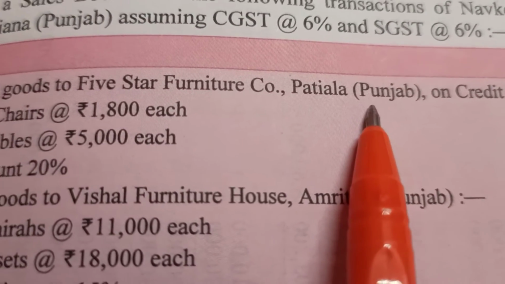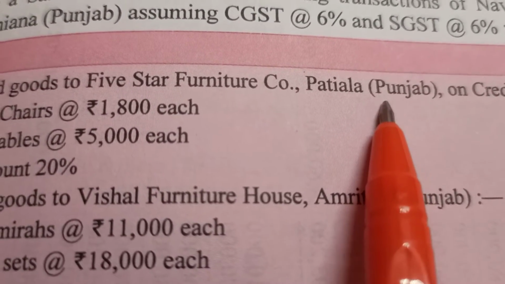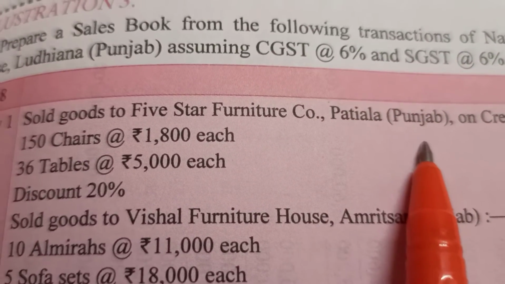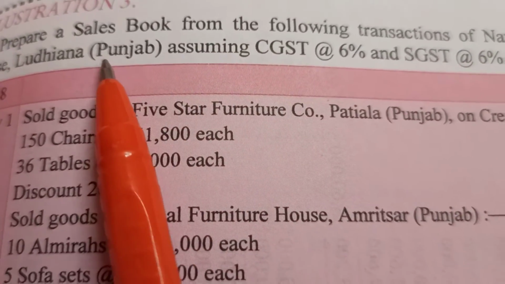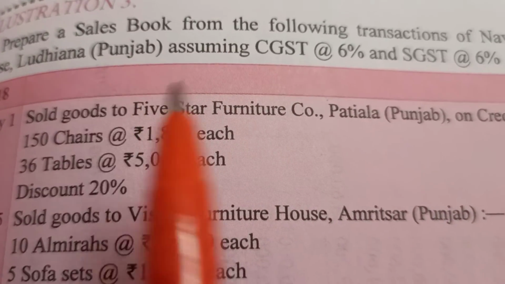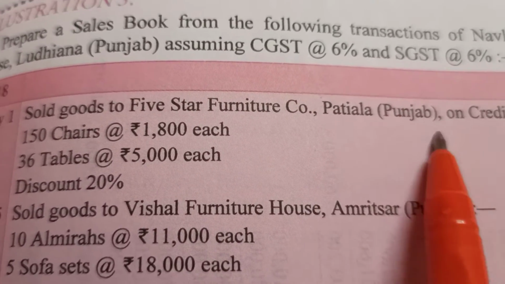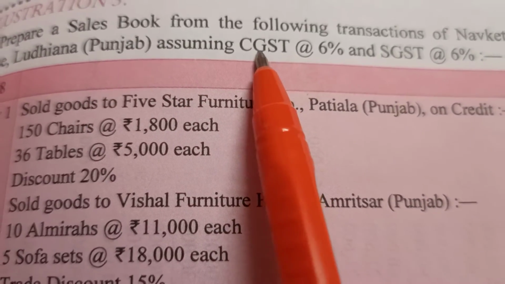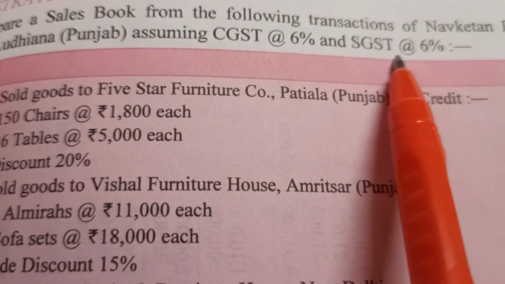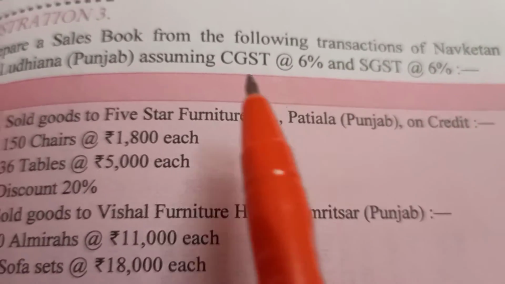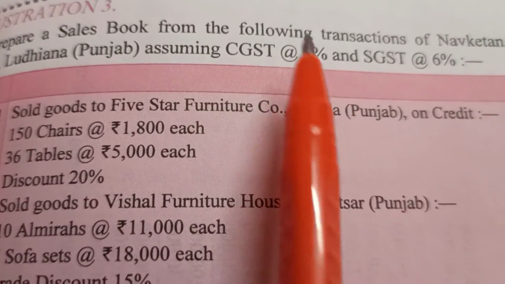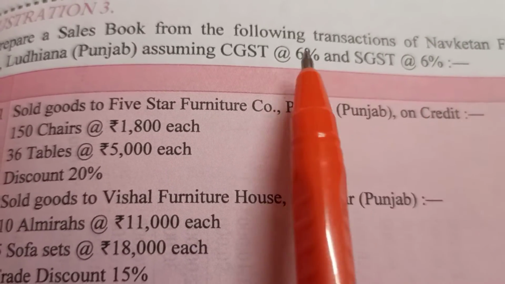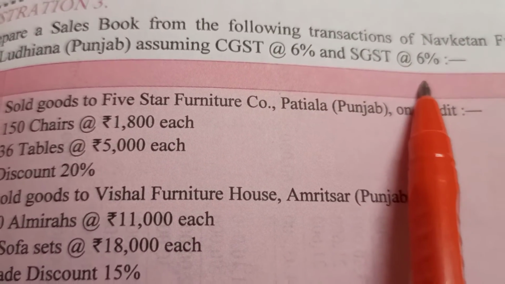The state has to be taken care of because we have to consider the GST. In case it is in Punjab, it is the sales book of Punjab. So in case this is in Ludhiana, this is Patiala, but the state is the same. As long as state is the same, amount of CGST and SGST 6% will be written. In case it is some other state, then it would go to IGST 12%. IGST is total of both, 12%.